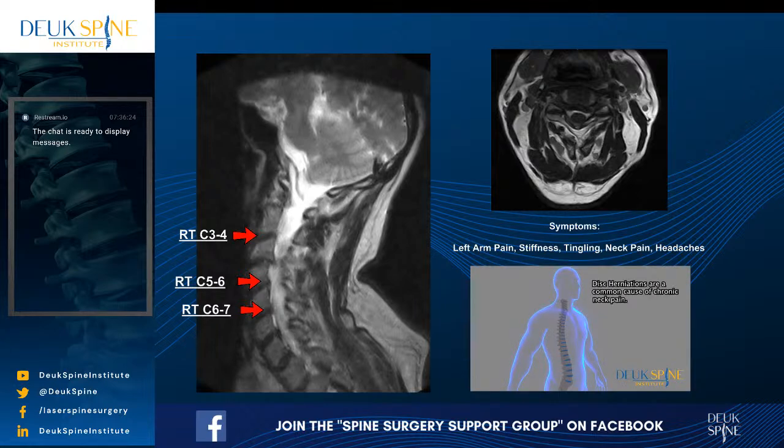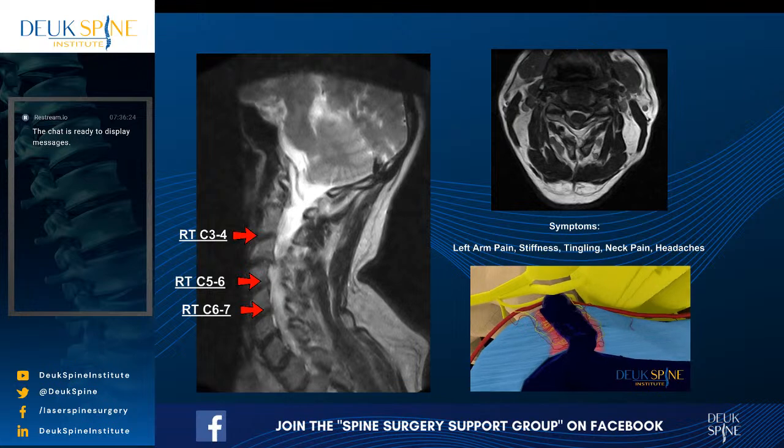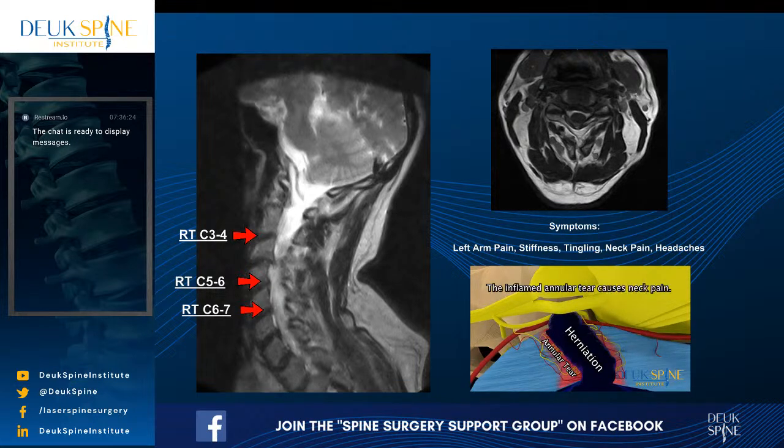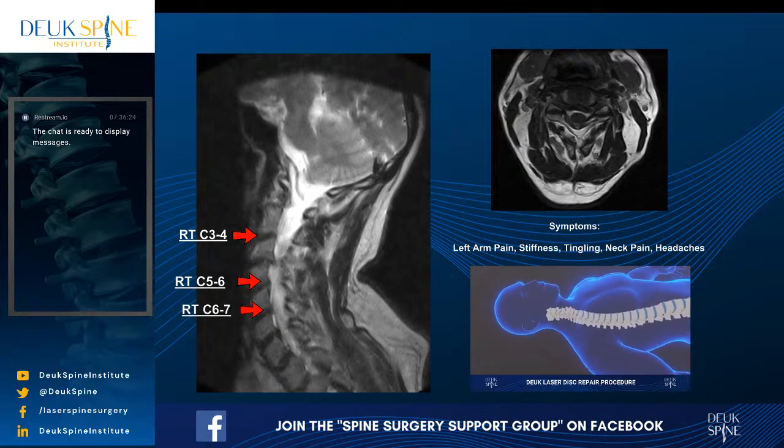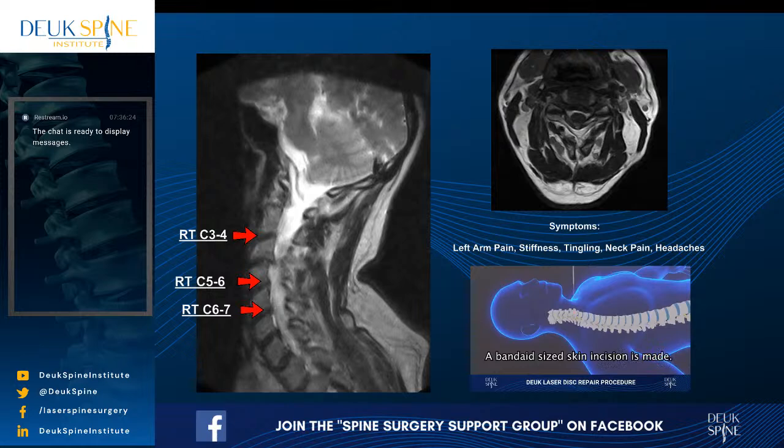He's also having headaches from his neck. We call those cervicogenic. Cervical because it's a cervical spine. Genesis is to create or originate from. So cervicogenic headaches are headaches that come from the spine. Now, we never do more than 4 discs at a time, and this patient doesn't have 4 but 3. So we're doing a C3-4 disc, and then we're doing a 5-6, 6-7.